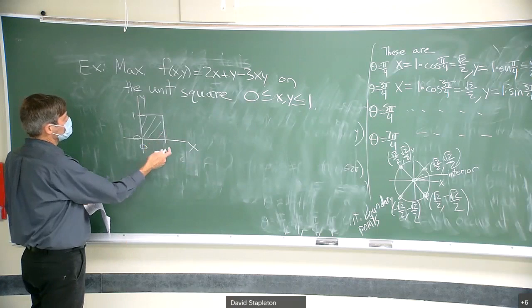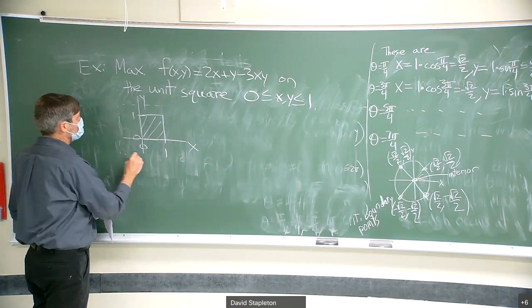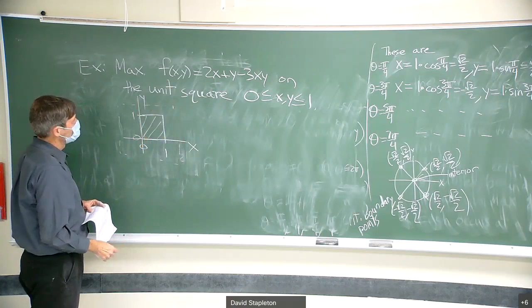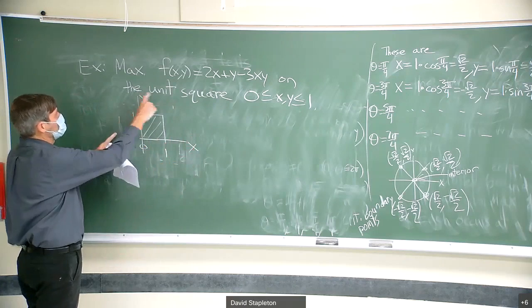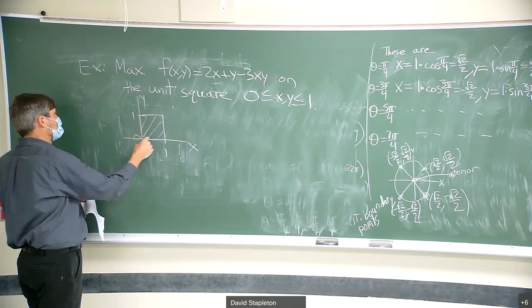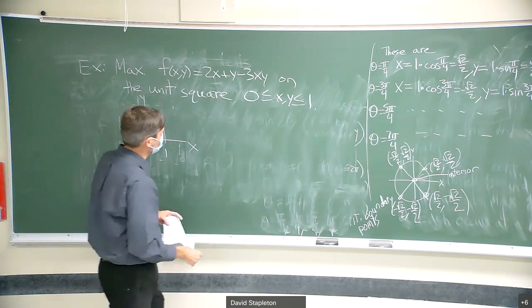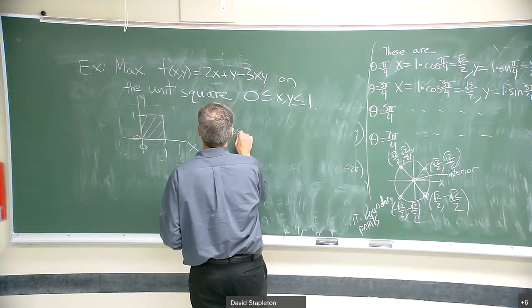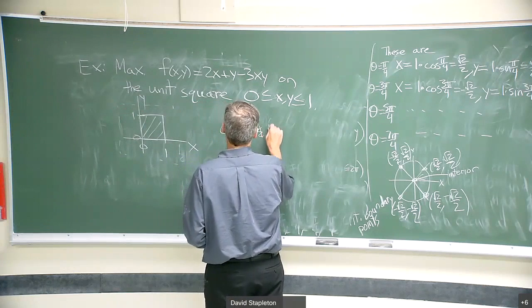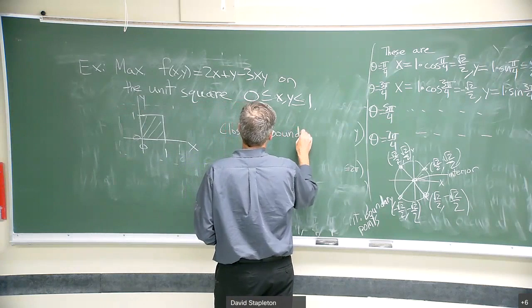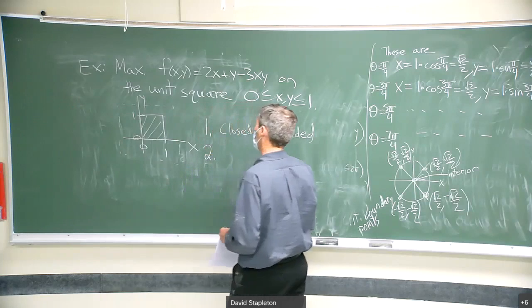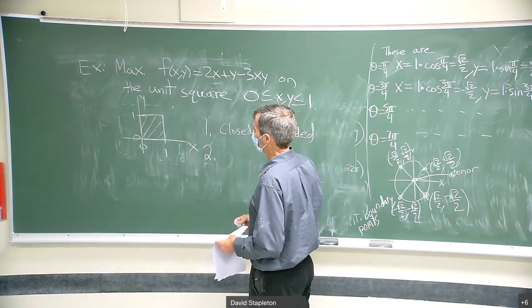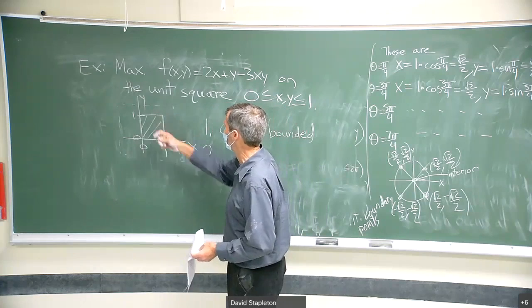Well, once again, it's bounded because you can enclose it in some rectangle, no matter how big, and it's closed because it includes its boundary. So this is a closed bounded region. We can apply our theorem and just say all the absolute max and min, if there are any, occur either at an interior critical point or along the boundary.